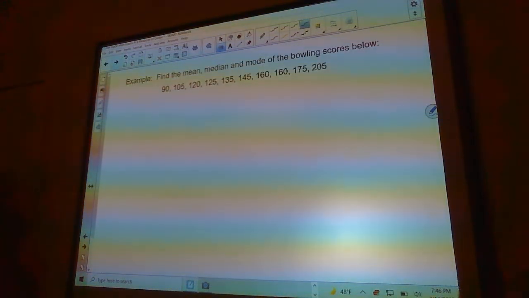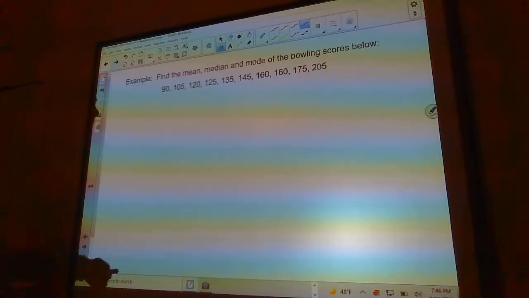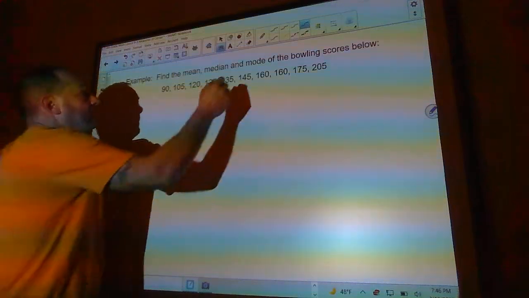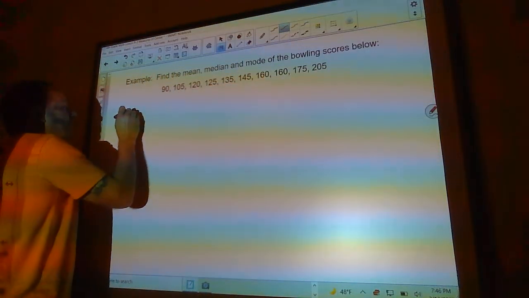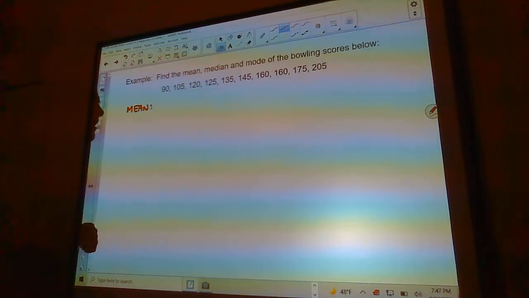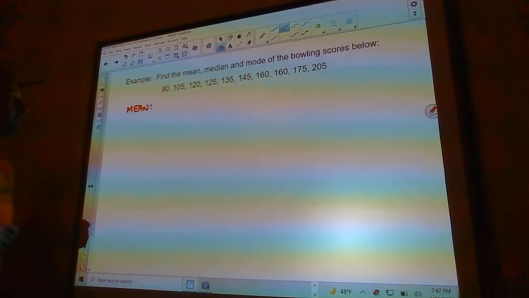Okay, moving on. Find the mean, median, and mode of the bowling scores below. Fortunately they're already in order. The mean. Tell you what, let's have you pause this video and do this on your own, and then jump back on here and see how you do.